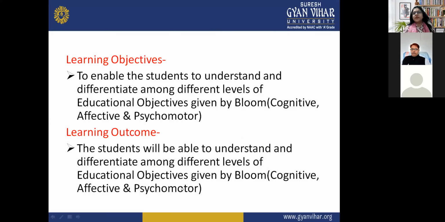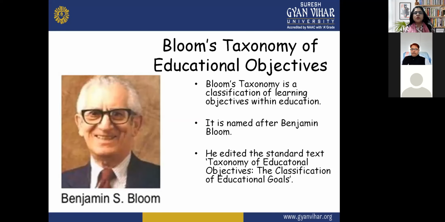In Bloom's taxonomy, students, today you will be understanding about different levels of educational objectives given by Bloom, which are cognitive, affective, and psychomotor levels. So, understand them very clearly. At the end of the lecture, we will be doing a very small activity. So, let's understand it in a very clear way. Okay, so let's start with Bloom's taxonomy of educational objectives.